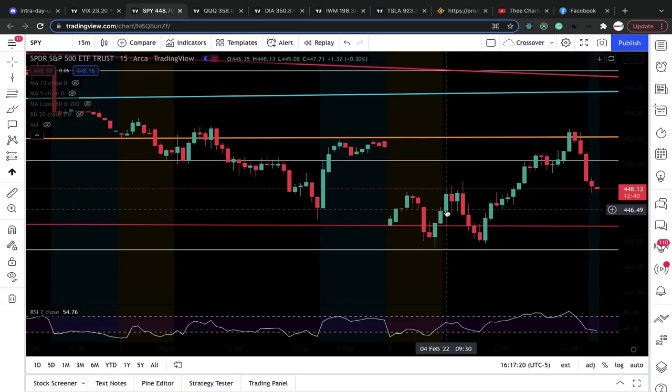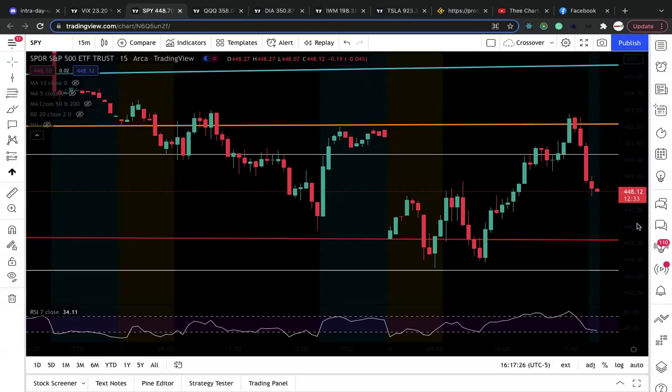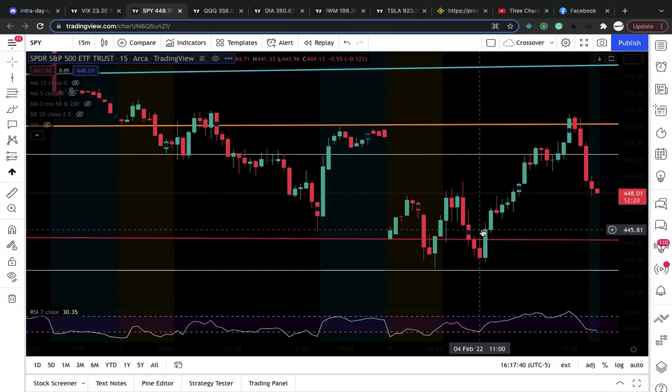This is where it started. Now this is where we lost the 445 support. It was treated like support for a little bit. It looked like it was going to head down, but boom, recaptured. Beautiful recapture. You know how I say, it's a good recapture when it's up there for 15 minutes. That's why I like to use 15-minute candles or above.